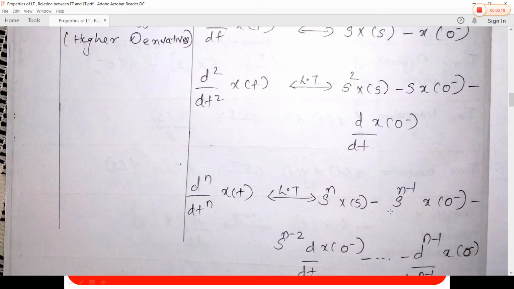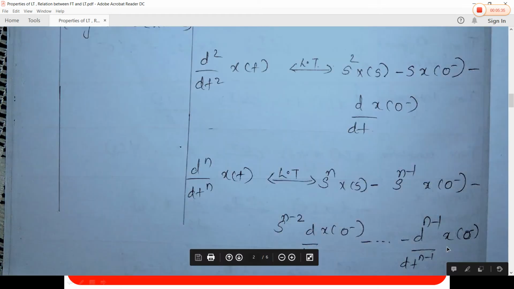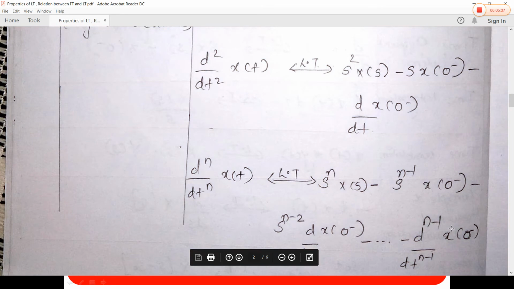Similarly, it can be generalized. Here n is equal to 2, but if it is d raised to n by dt raised to n of x of t, then it is Laplace transformed as s raised to n X of s minus s raised to n minus 1 x of 0 minus, and so on, taking the derivatives of the initial condition. So this is just a brief overview of the properties of the Laplace transform.